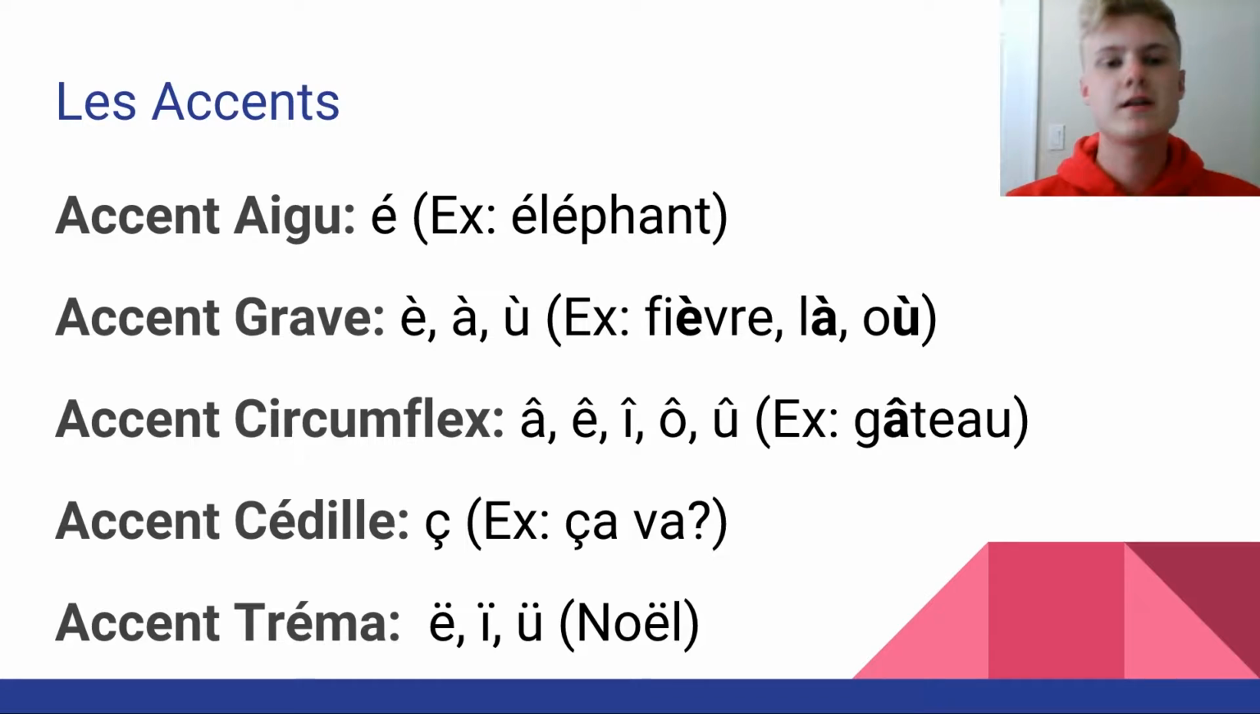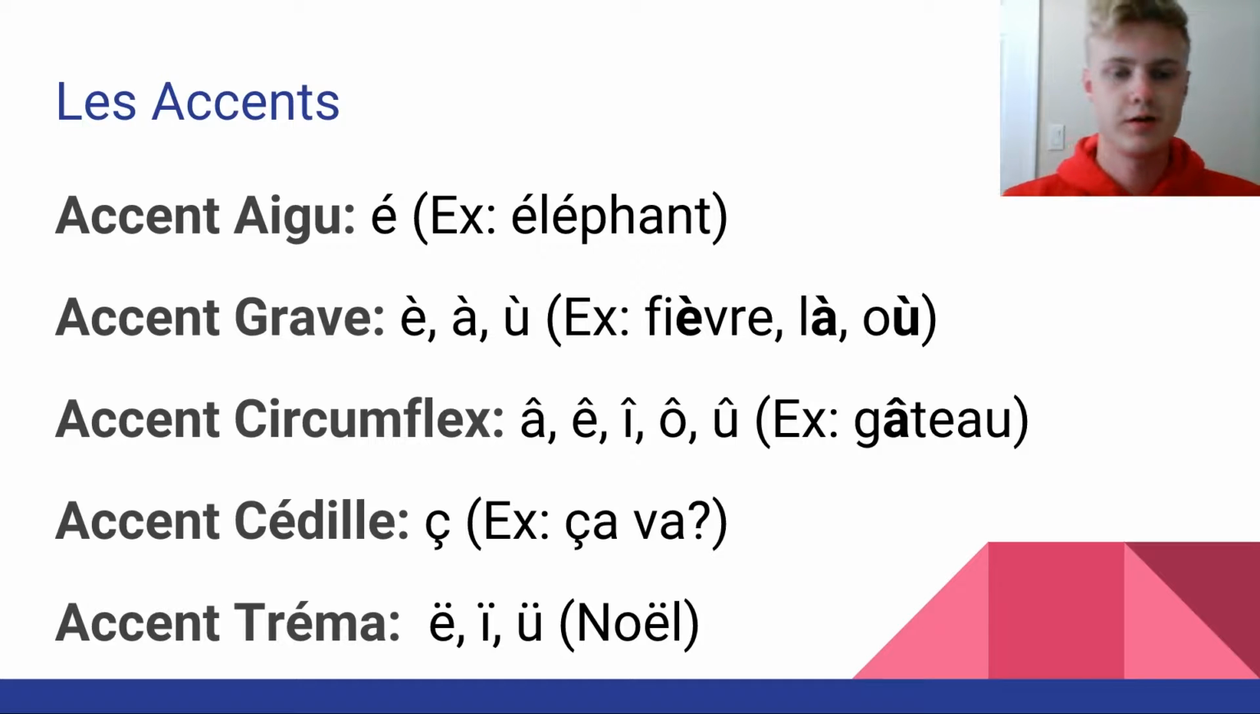So let's start off with accent aigu. Now, accent aigu turns the typical E, which would make an E sound, into an A sound. So example, we have éléphant. Now notice it's not éléphant, it's éléphant. And that's what the accent aigu does.